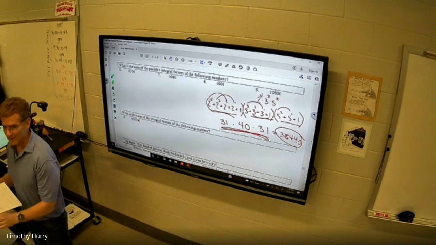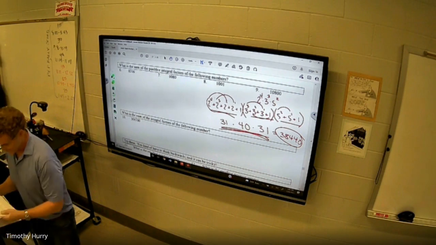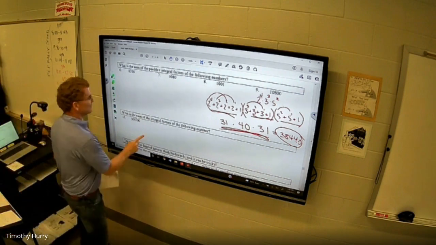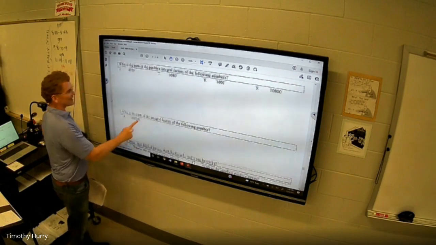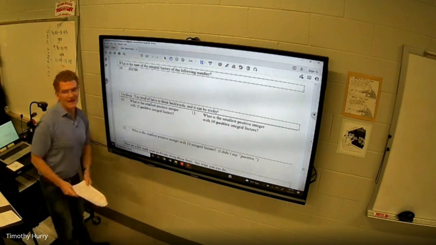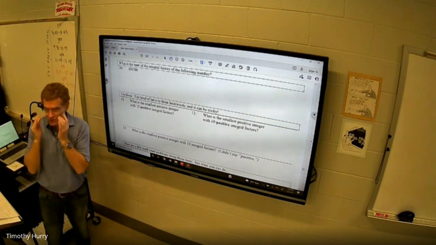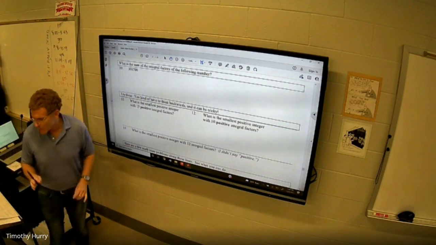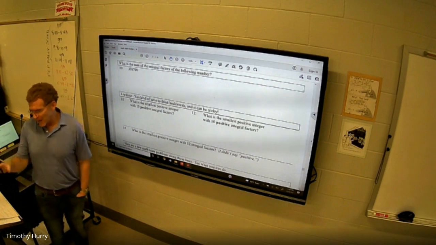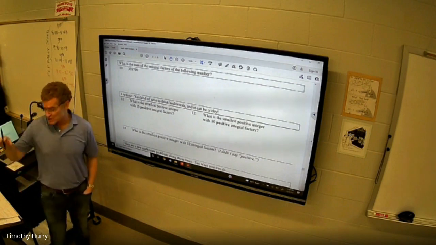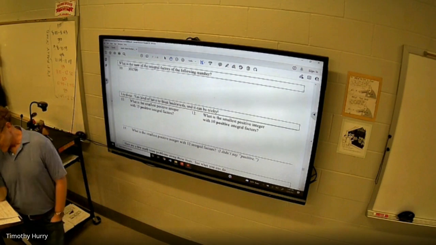Oh, no, we're not done. Forgot about these. So right there, what would you do on number 10? What is the sum of the integral factors? 0. Okay, now, what about this? This is where they become tricky. All right? So what is the smallest positive integer that just happens to have 15 positive integral factors?